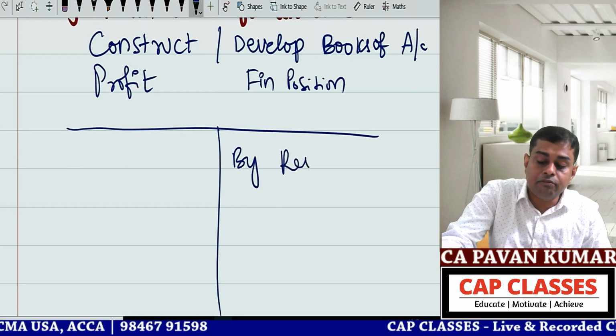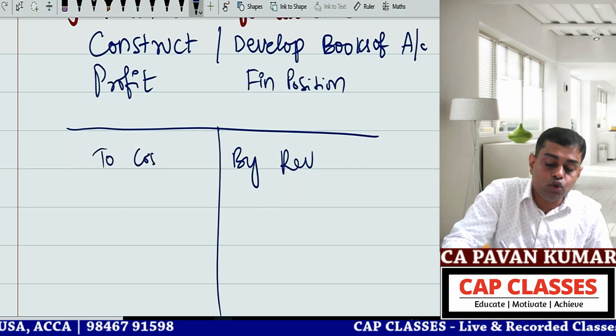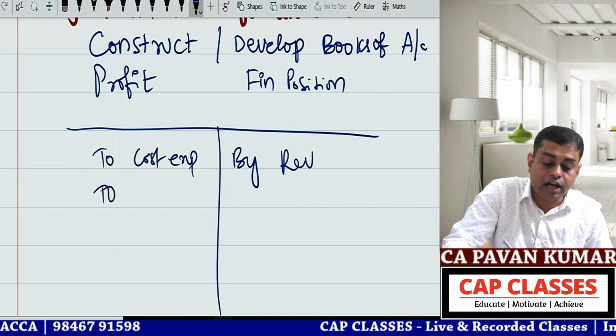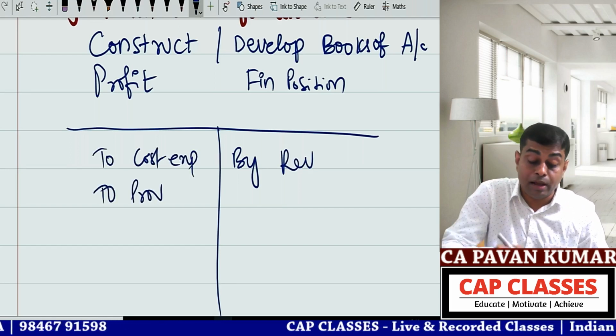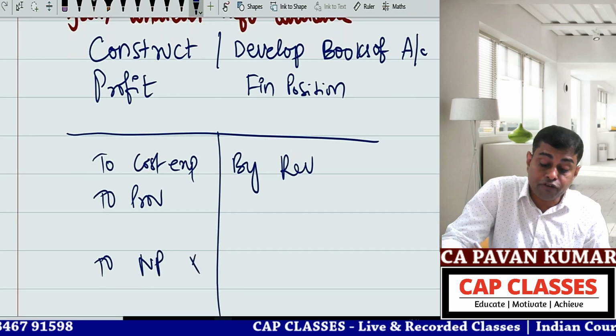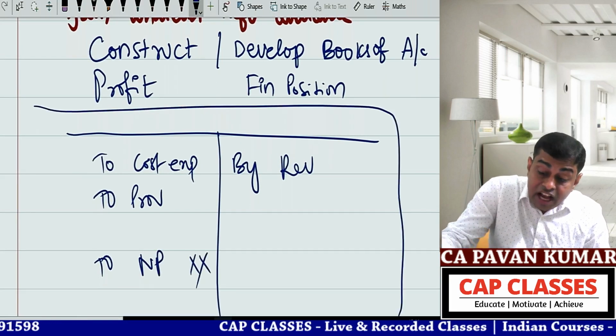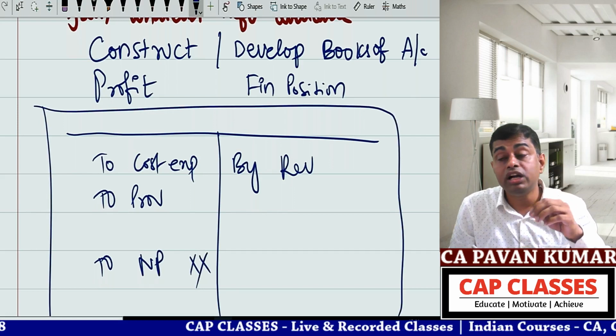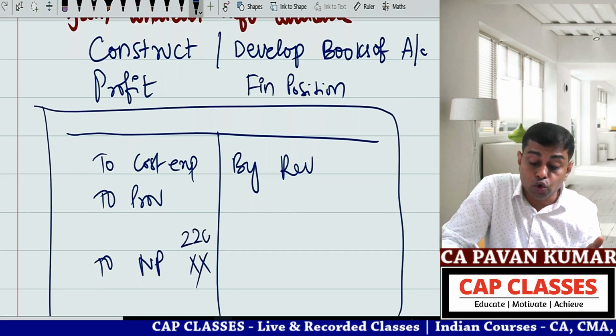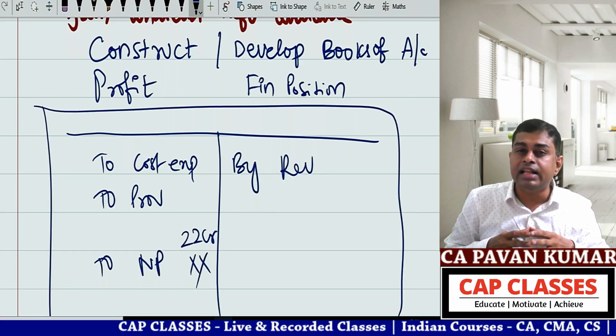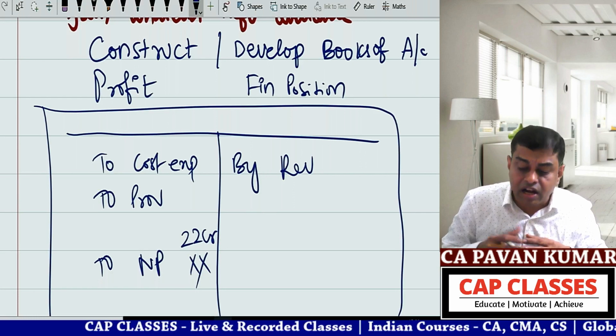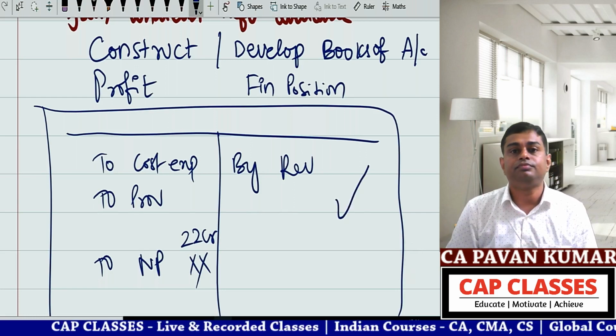You do not have revenue. You do not have cost or expenses. You do not have provisions. You do not have blah blah blah. You do not have net profit. So this is where you prepare the P&L and you determine net profit of 22 crore rupees for the year ended 31st March 2021. This can be done in a double entry system.